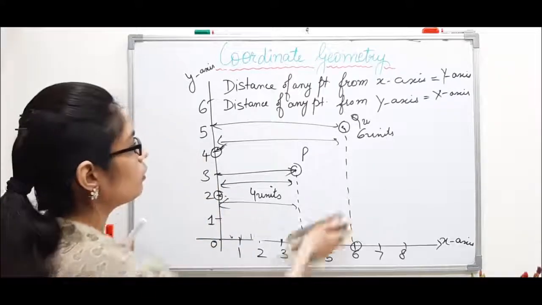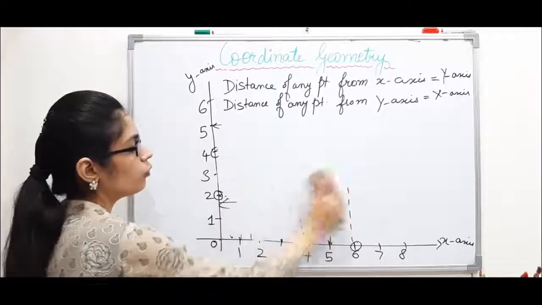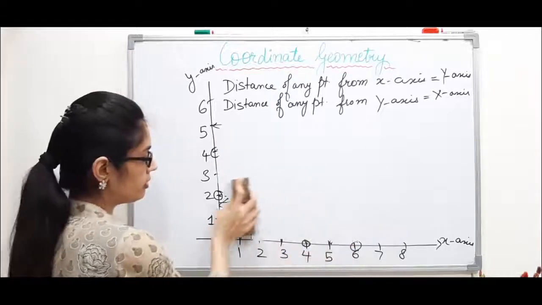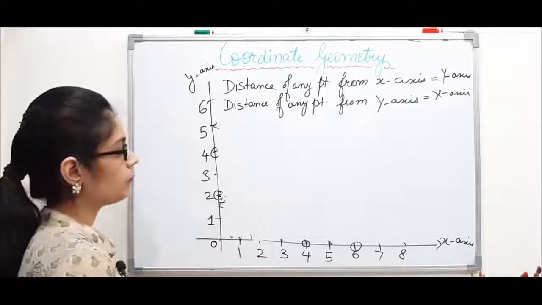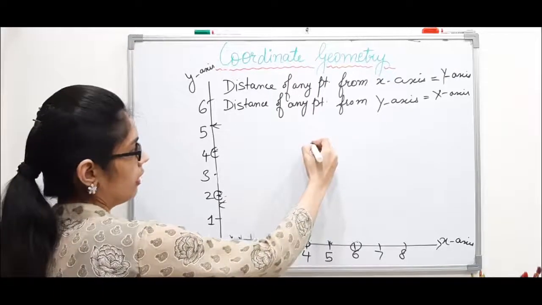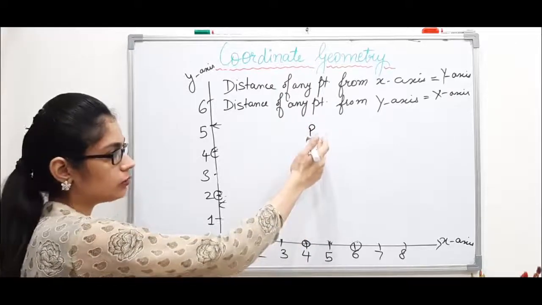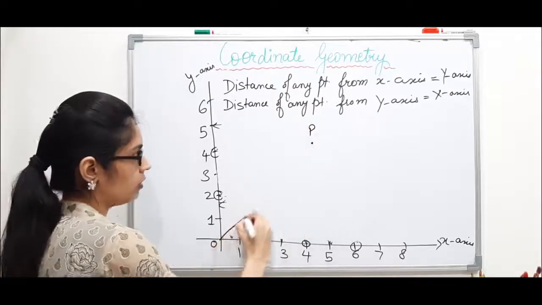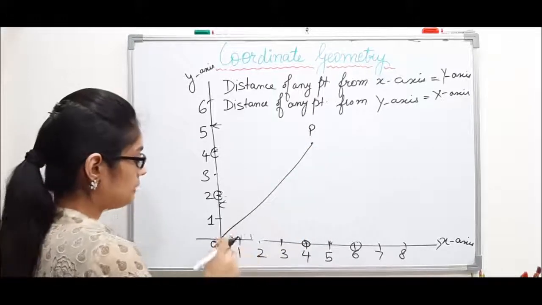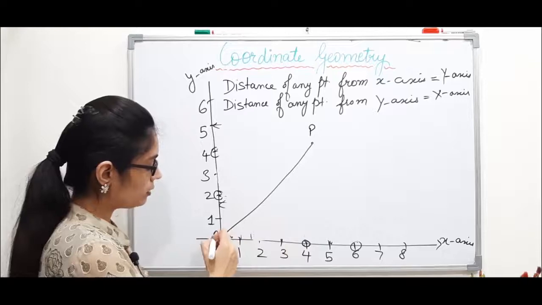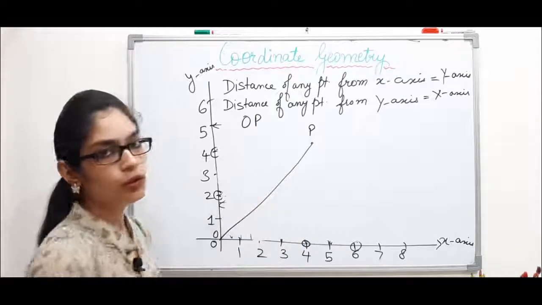Now let's try to find the distance of any point from origin. Origin is that point where both of the axes they are intersecting. So here I have one point P. So I have to find the distance of this point from origin. So from here I have to find the distance. So basically if this point is O, so I have to find OP. So what you have to do?